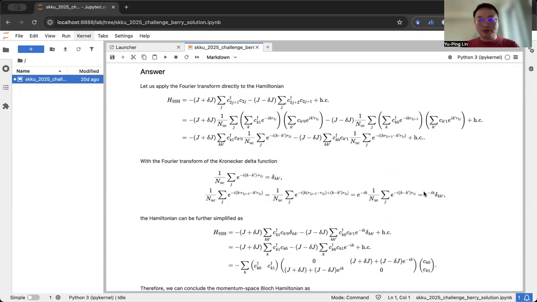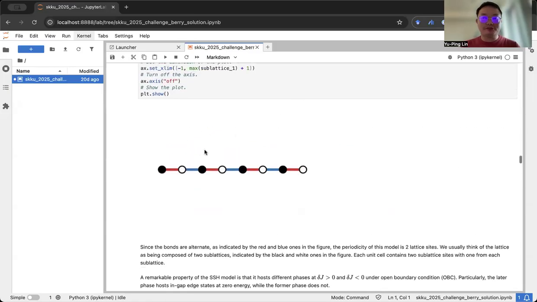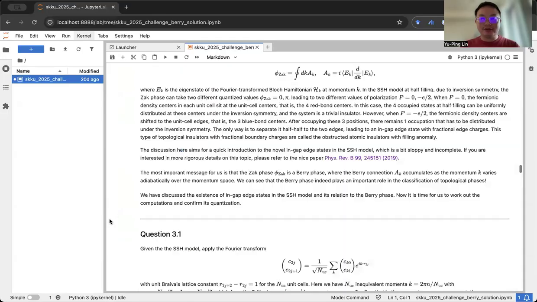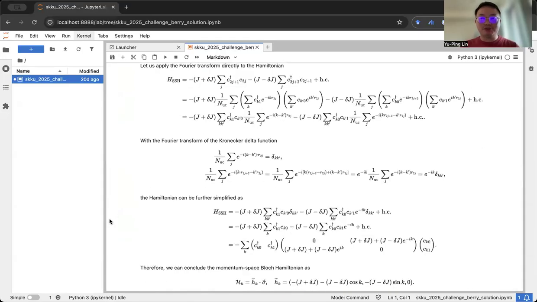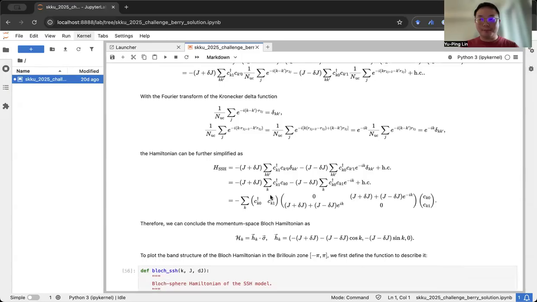The Fourier transform is straightforward, and you can look at the details within the Jupyter notebook. One point I do want to mention is that under a Fourier transform, the non-trivial part comes from the Fourier transform of the nearest neighbor terms between different unit cells. Here we have a unit cell because we have strong and weak bonds, and the periodicity of that is 2, so we have two-site unit cells. Within the momentum space, because we have two-site unit cells, we will have a 2x2 Bloch Hamiltonian, which is a function of the momentum.